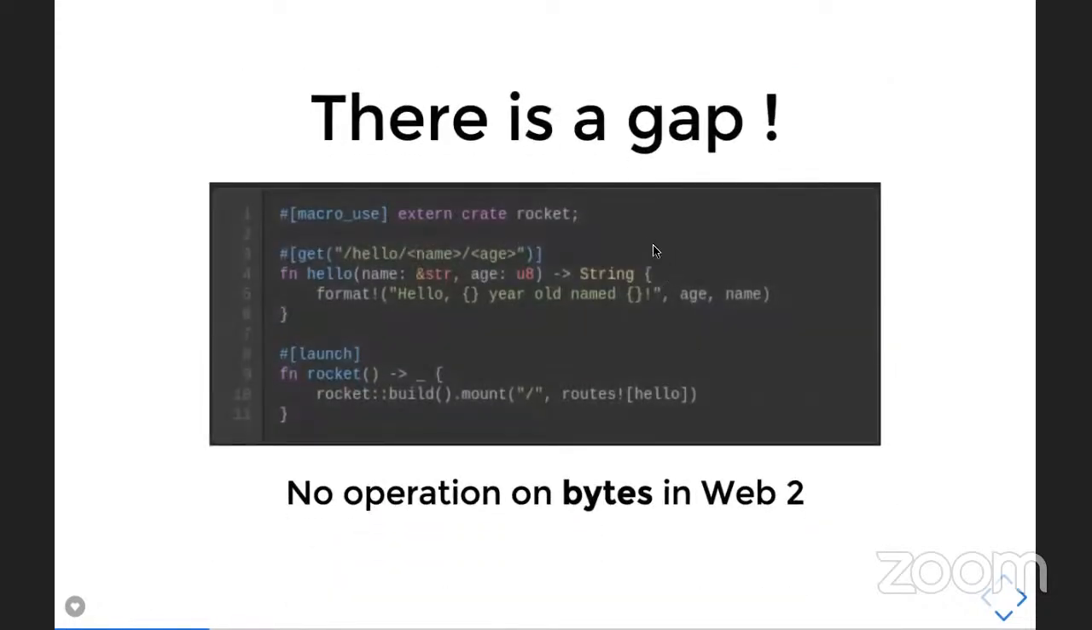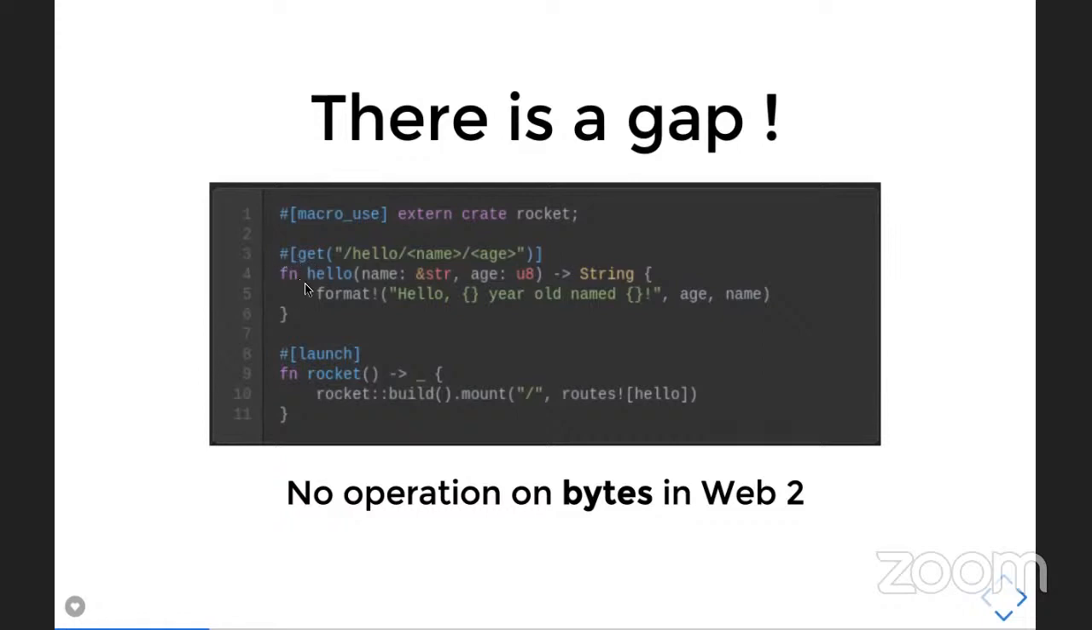So there's a gap. If we take a look at a Rust framework on Web2, such as Rocket, this is Rocket code. You can see that this is the main function. Rocket uses a macro to launch Rocket and mount all of the handlers on the root. You can see it mounts the hello handler, and the hello handler uses this macro.